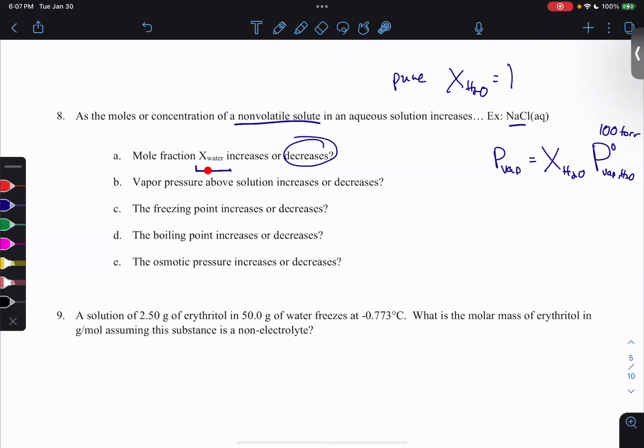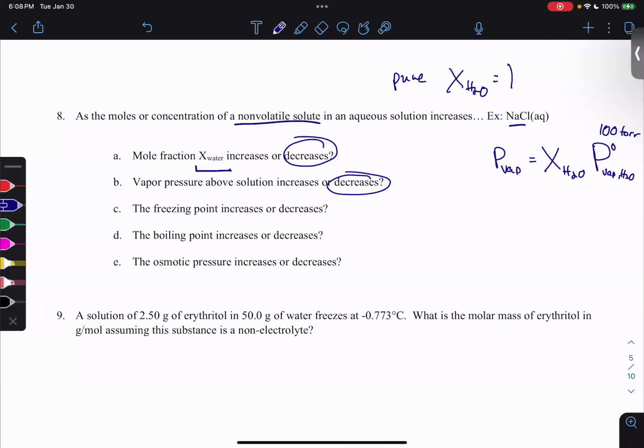But once we start adding salt to water, vapor pressure lowers. That is part of colligative properties. The vapor pressure decreases for our saltwater sample because mole fraction is decreasing, and we're applying Raoult's law here.